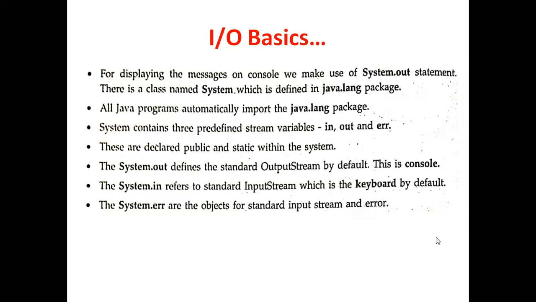System.out defines the standard output stream, which by default is the console. Therefore, the message is displayed on the output screen. System.in refers to the standard input stream, which is the keyboard by default. That is, we take inputs from the user through the keyboard, and then we use System.in. System.out and System.err are the objects for the standard output and error streams.